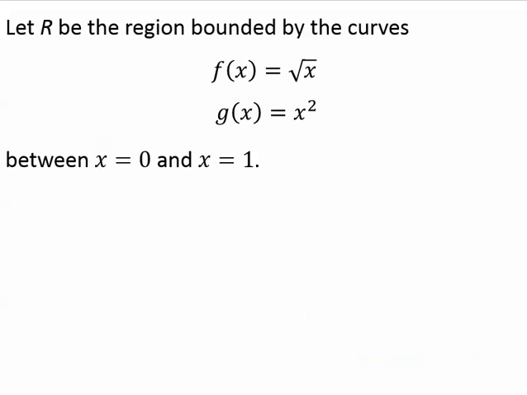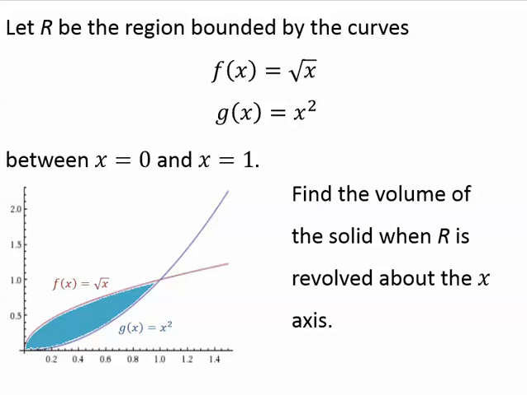Here in Part 2, we're going to do a more complex situation. Let R be the region bounded by the curves of f and g, where x runs between 0 and 1. First, we need to determine the region. So spend a minute figuring out what the region looks like. After you've done that, it's time to find the volume of the solid when the region R is revolved about the x-axis.